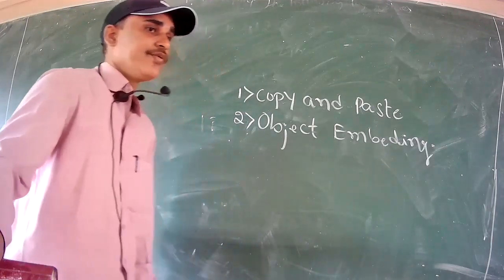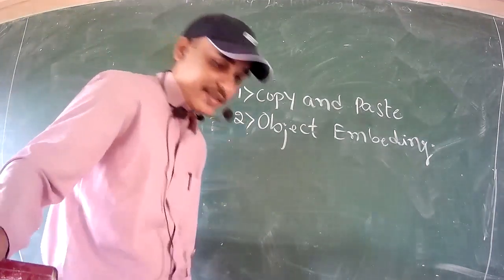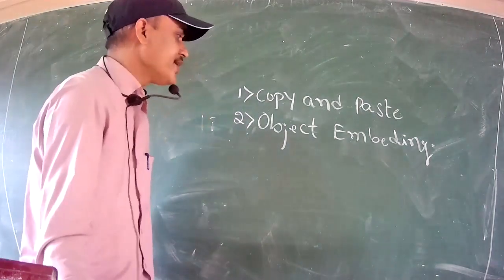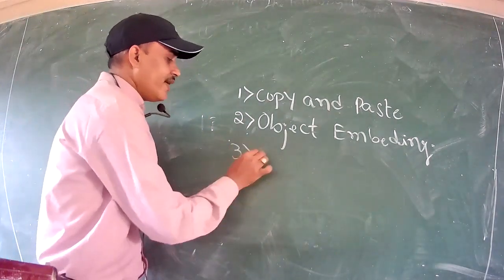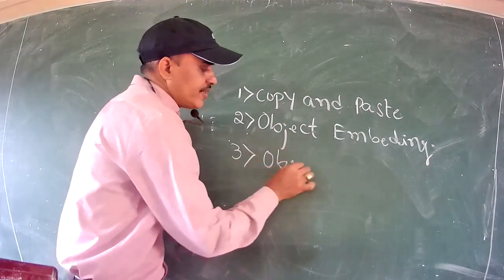Now let us consider the third method of integration, that is called object linking. The object linking method.